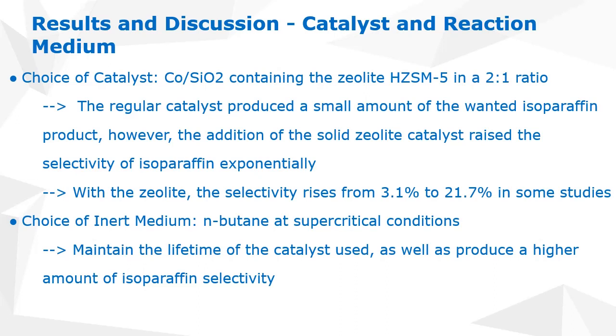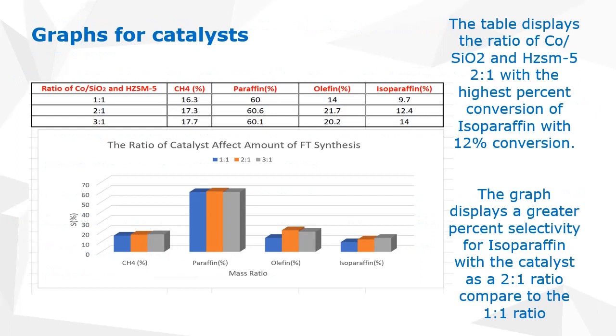Butane at supercritical conditions displayed the best choice for an inert medium. The choice of the inert medium maintained the lifetime of the catalyst used, as well as produced a higher amount of isoparaffin selectivity. The ratio for our chosen catalyst, 2:1, received the highest percent conversion of isoparaffin with 12% conversion.